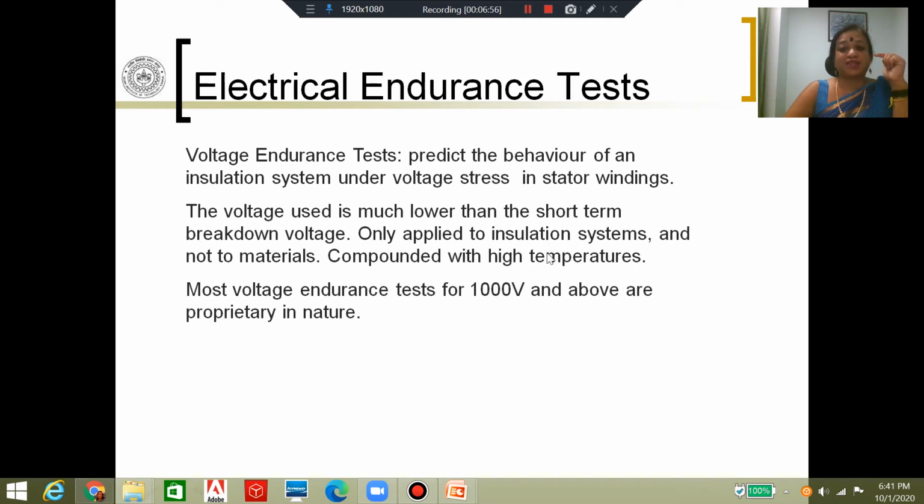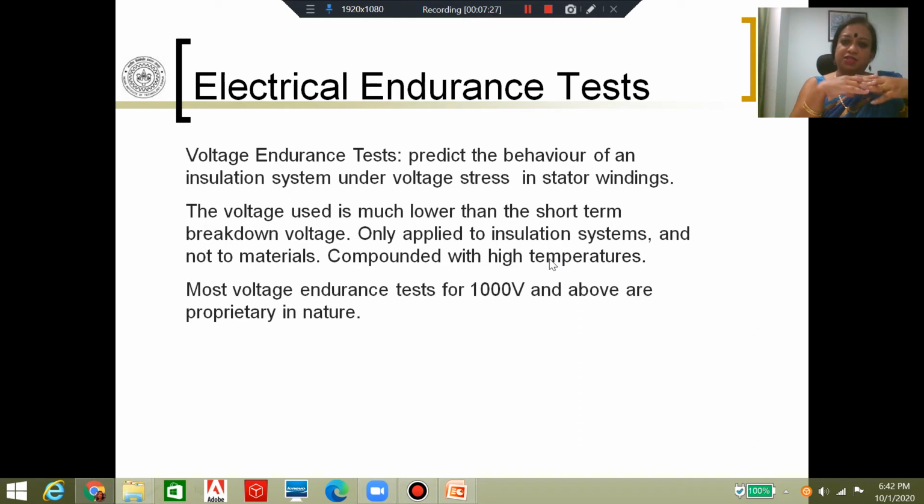And this is applied again to insulation systems, because we know that even if the material is able to withstand that voltage, an insulation system with a combination of different materials may not be able to withstand it. So this is only applied to the insulation systems and not to materials. And it is often compounded with high temperature, because whenever you have high stresses, you probably also have high currents, you also have high temperatures, and normally the temperature and the voltage kind of drive each other.